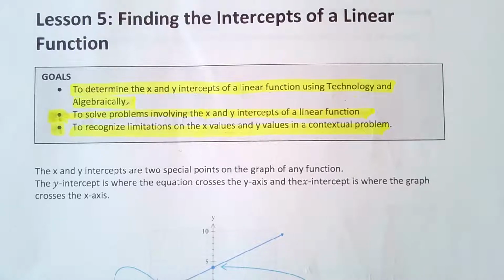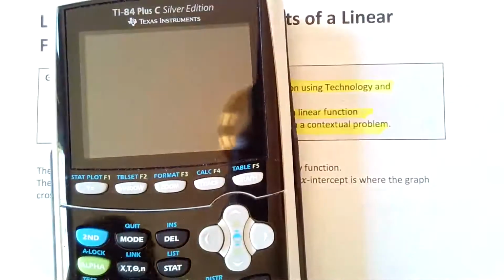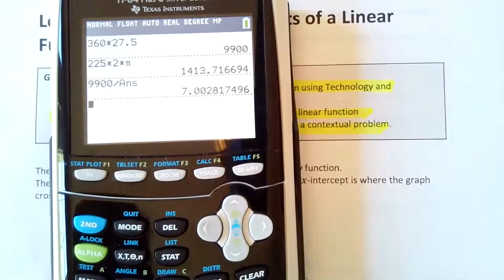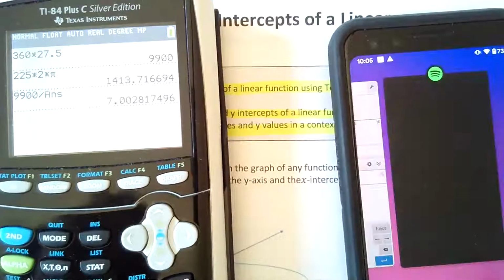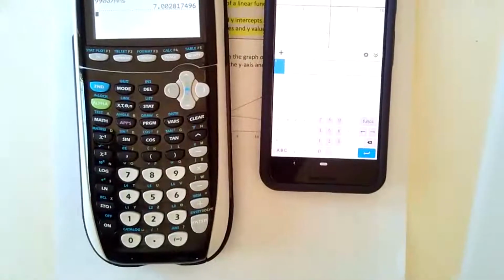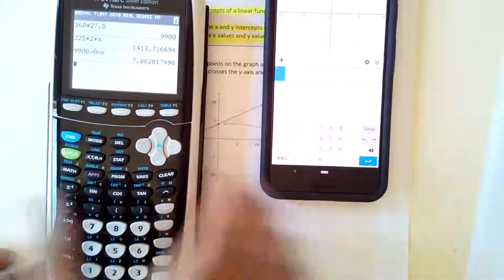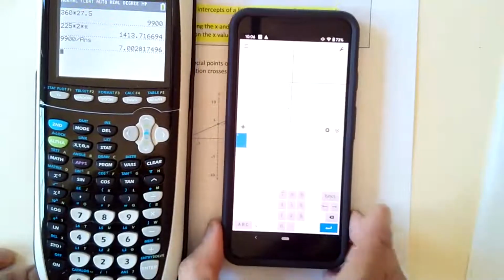So there are 3 contextual problems we will look at, and we'll find out how we go about solving each one. For this one, you'll need your graphing calculator or Desmos. So those are 2 things you may want to be handy with you. I'll zoom out a little bit so you can see. So we have a graphing calculator as well as Desmos. I'm using my phone.